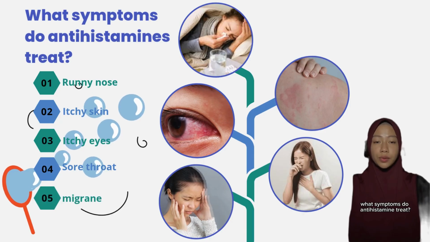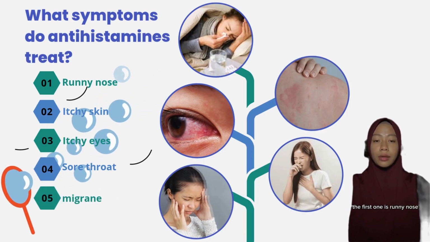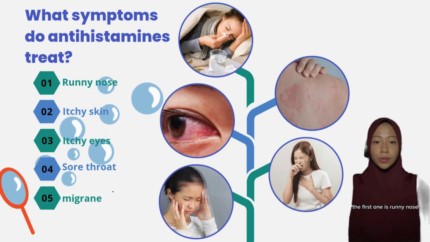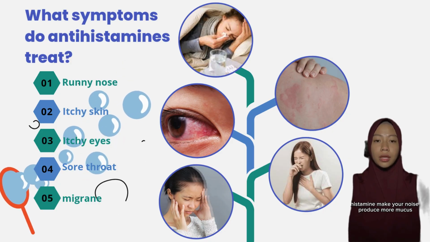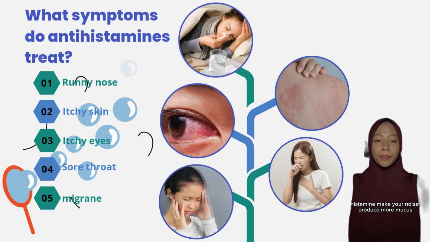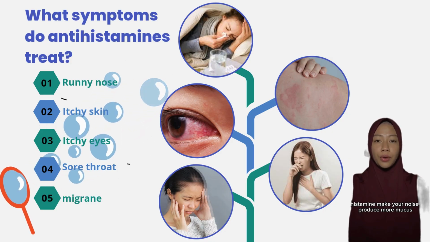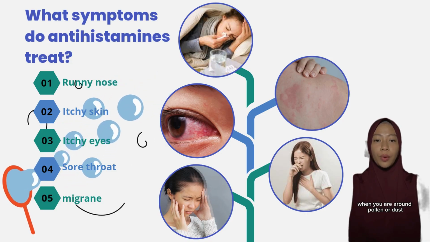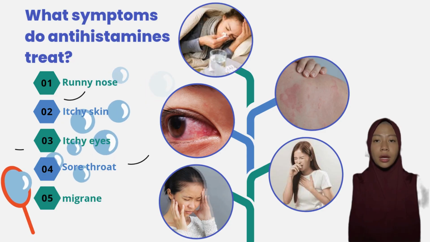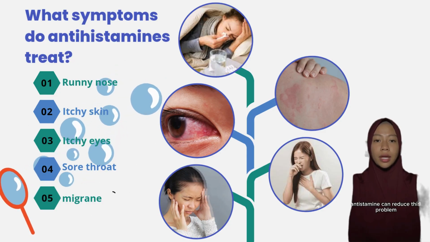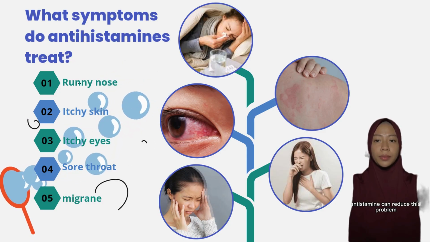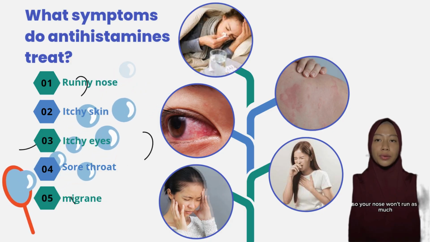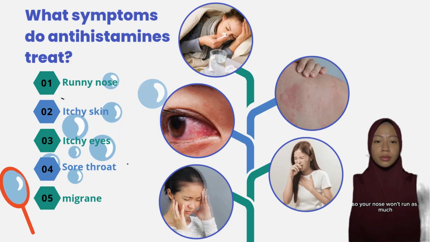What symptoms do antihistamines treat? The first one is runny nose. Histamine makes your nose produce more mucus when you are around pollen or dust. Antihistamine can reduce this problem, so your nose won't run as much.